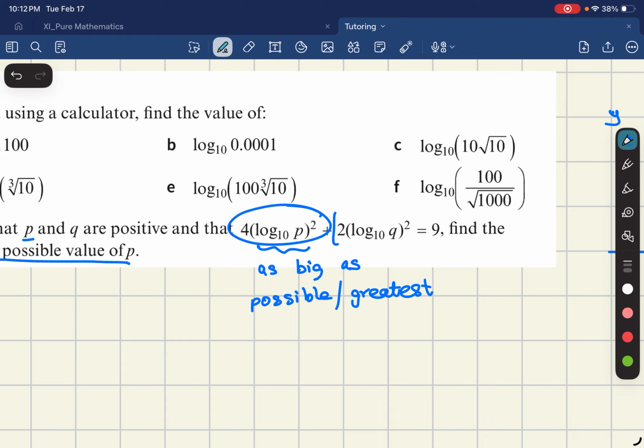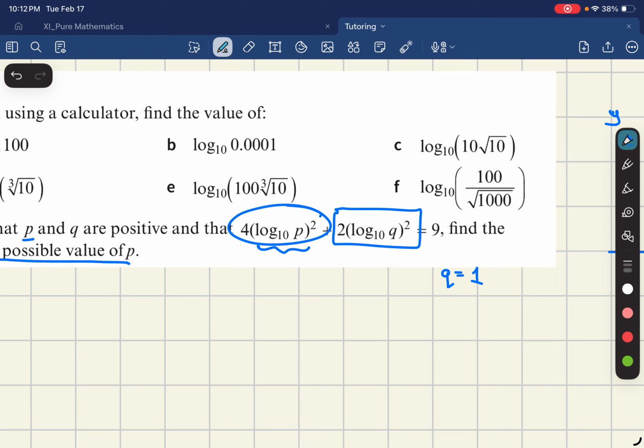So if I want to minimize my impact from the second part, then I will take Q equal to 1. So why am I taking Q equal to 1? Because if I have 10 and 1, then I know that 10 to the power 0 is 1. So actually this thing is just 0, right? Log base 10 of 1 is 0. So my second part is going to collapse to 0 when I select Q equal to 1.